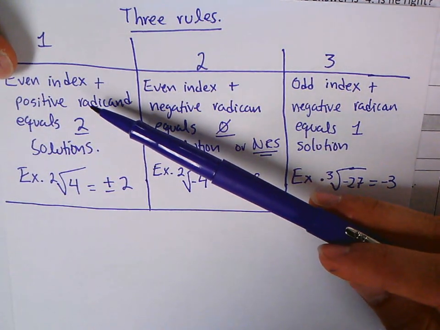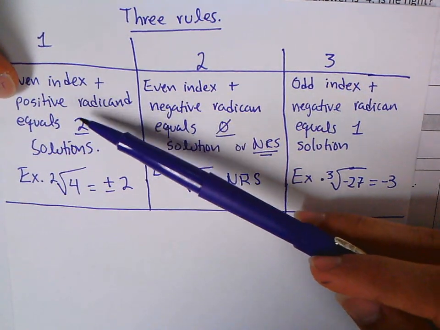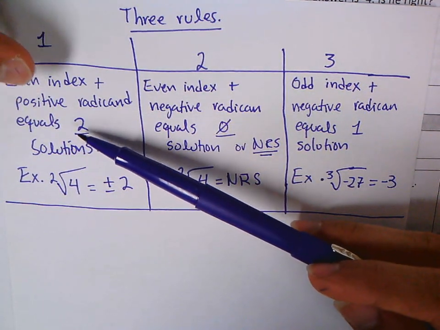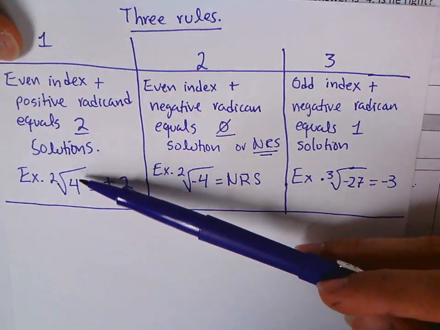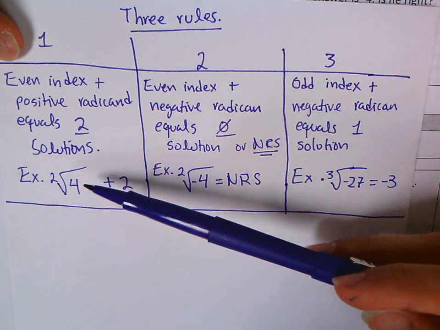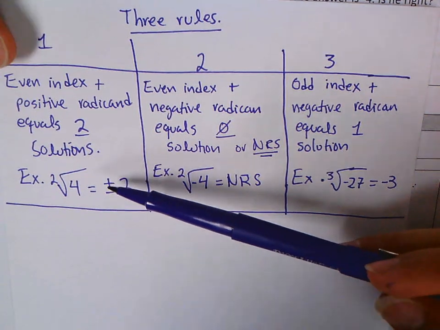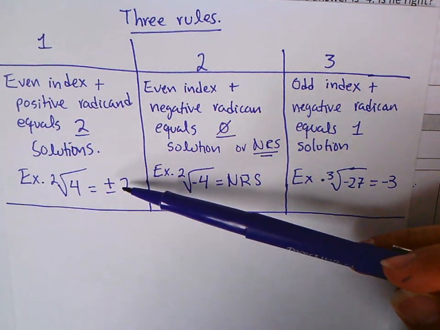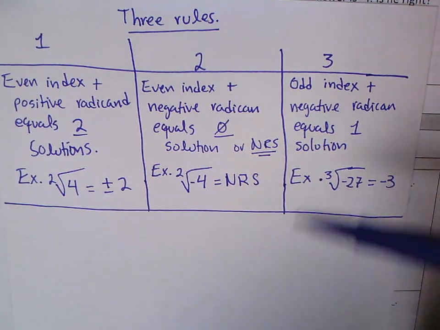So the first rule is that if your index is even and your radicand is positive, then you have 2 solutions. And an example of that is this. If I do the square root of 4, then that gives me plus or minus 2, because positive 2 times 2 is 4, but -2 times -2 is also 4.